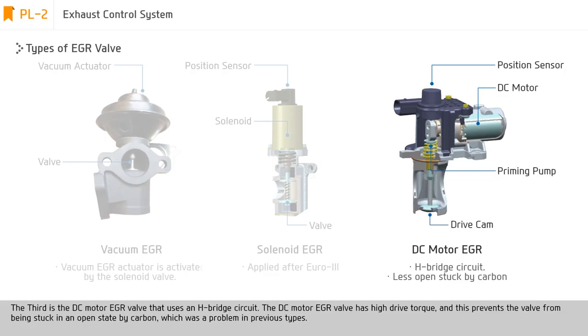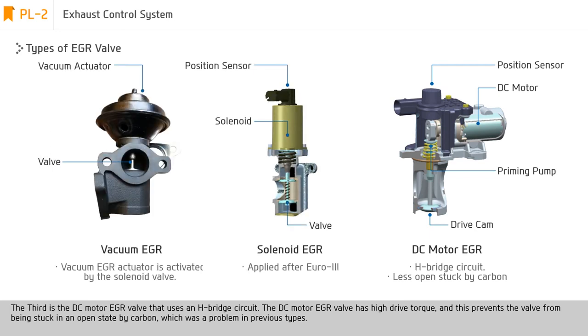The DC motor EGR valve has high drive torque, and this prevents the valve from being stuck in an open state by carbon, which was a problem in previous types.